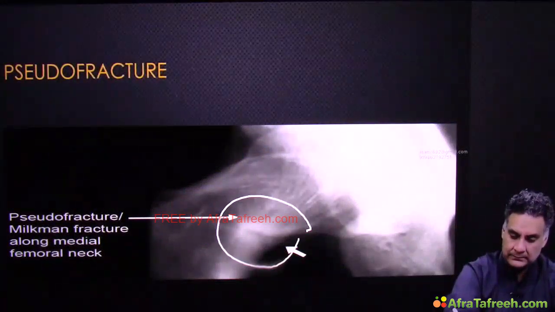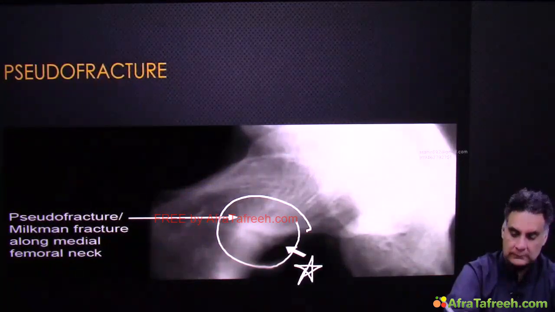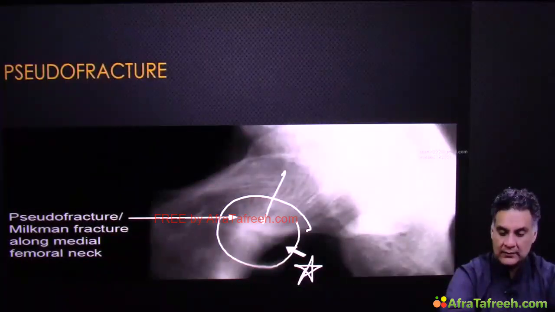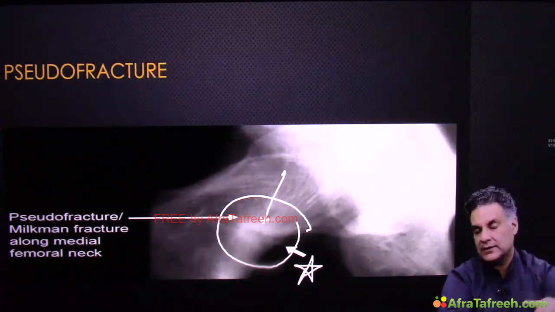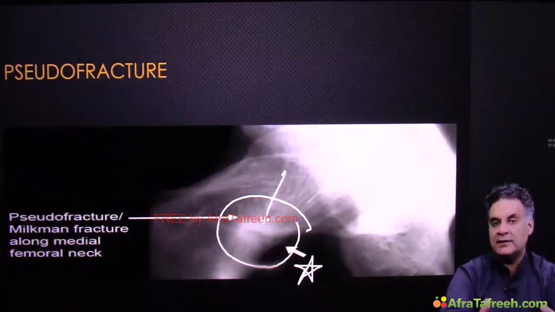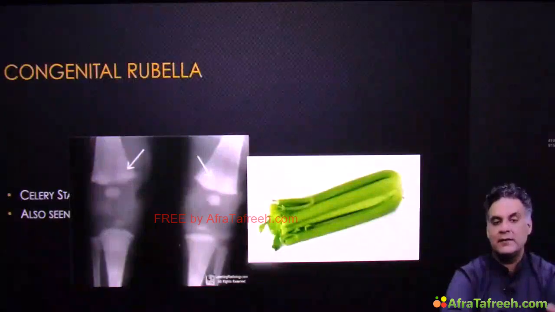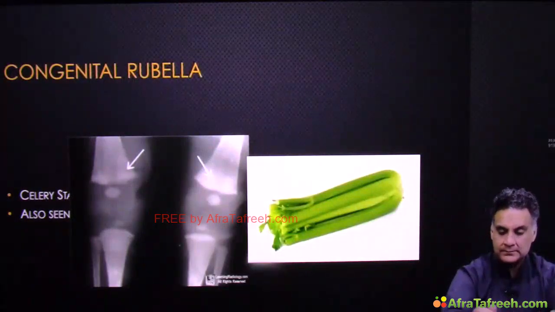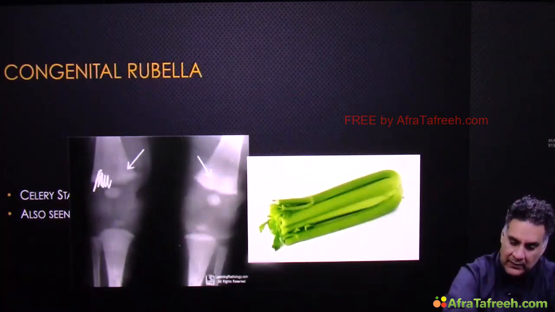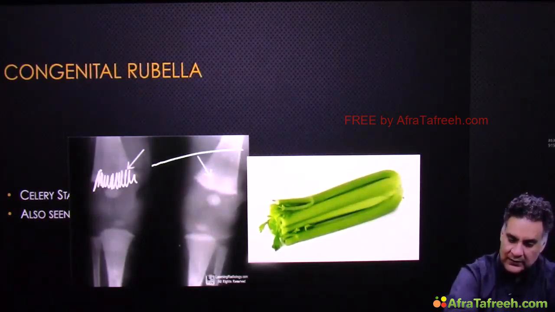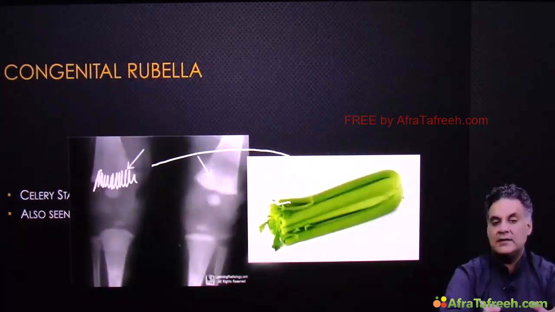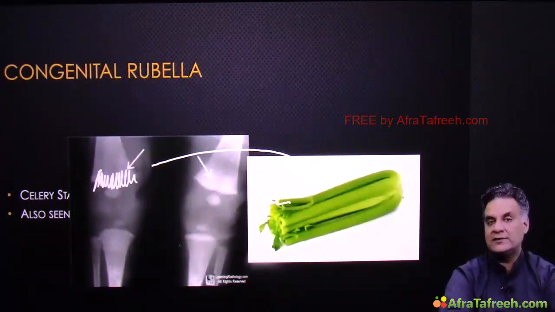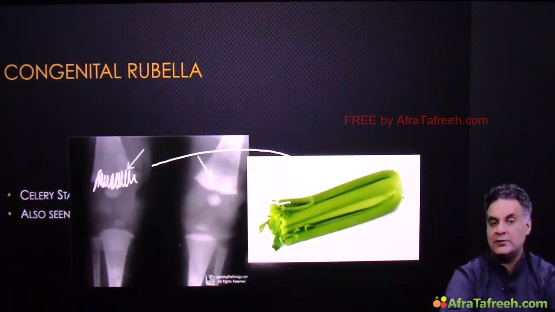That's how they appear. This is indentation on the cortex, called a Milkman fracture, very common in milkmen because they themselves don't take milk and suffer from calcium and vitamin D deficiency. One more thing that you must remember, the lower end of the femur is sometimes given the appearance of a celery stalk. This is called celery stalk appearance, seen in congenital rubella, also seen in chronic degeneration of the anterior cruciate ligament.